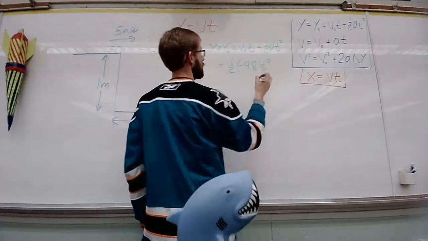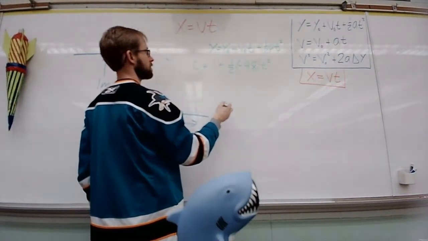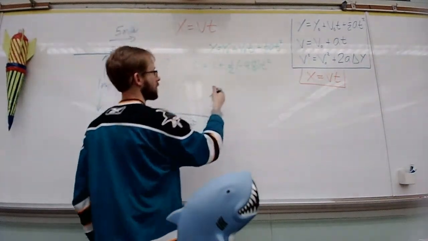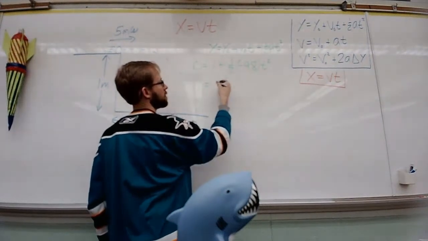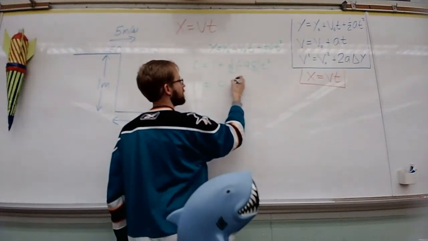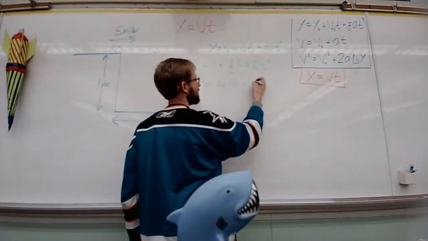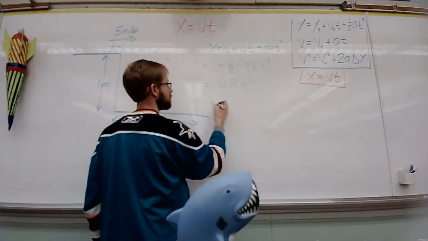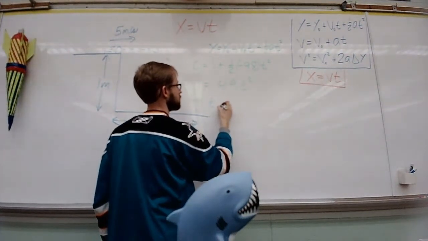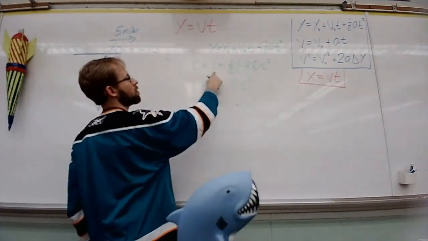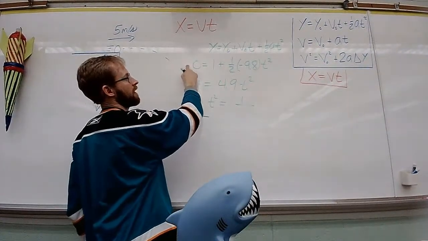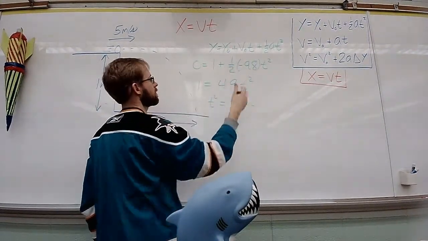So let's see, I got to put the 1 over here. That'll make it negative, and that negative cancels out with this negative. That's 4.9. Well, when I move the 1 over, it becomes negative, and then that negative cancels that one out.